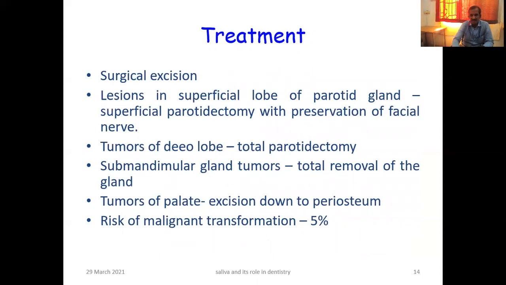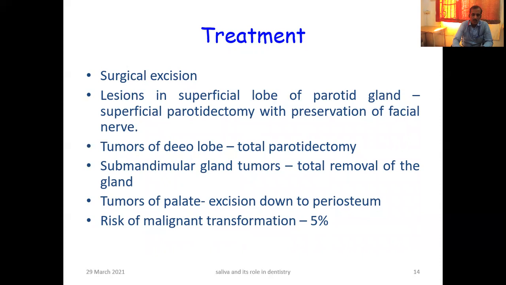Treatment for pleomorphic adenoma is surgical excision. For a lesion in the superficial lobe of the parotid gland, a superficial parotidectomy with preservation of the facial nerve is done. For tumors of the deep lobe, eventually the total parotid has to be removed. That is called a total parotidectomy.